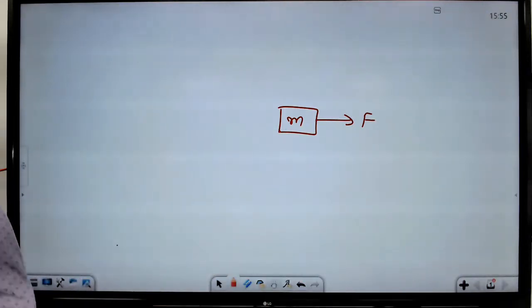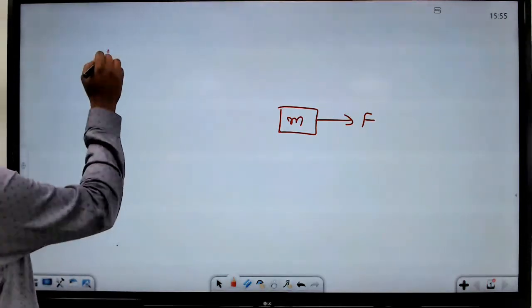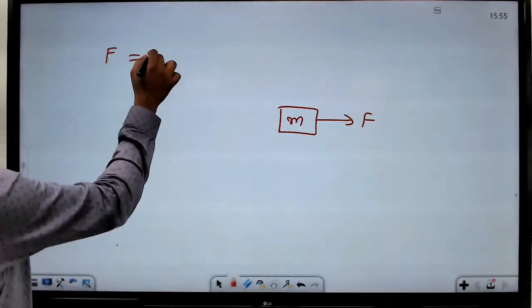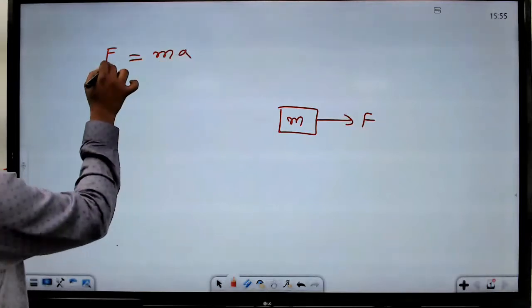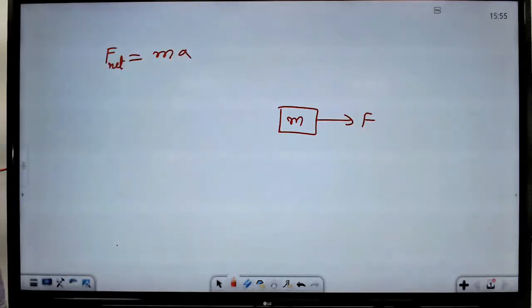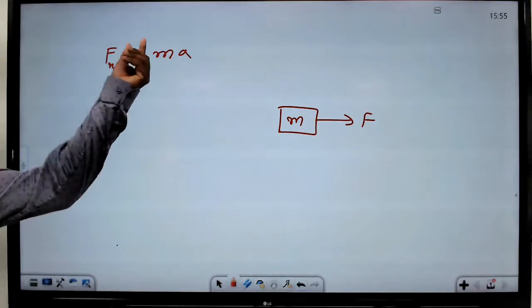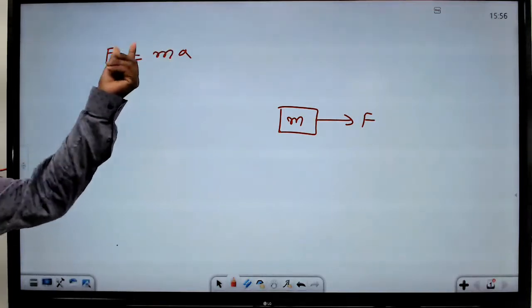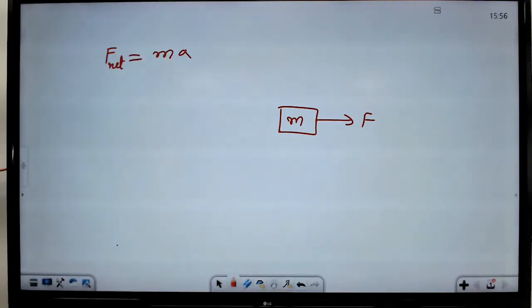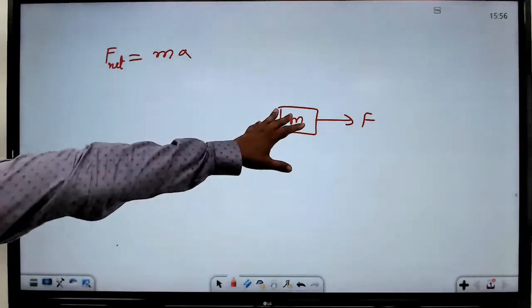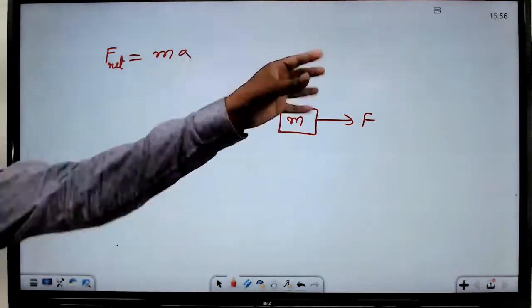Now if you know the net force, then you can calculate acceleration easily from Newton's second law. What is Newton's second law equation? F equal to ma. But for problem solving, we need to specify it as the net force, F net equal to ma. So F net is nothing but the net force: net force equals mass into acceleration. If only one force is acting on the object, then the net force is that force only.